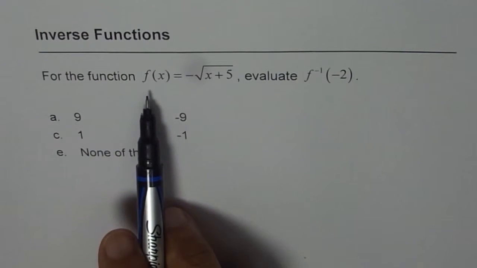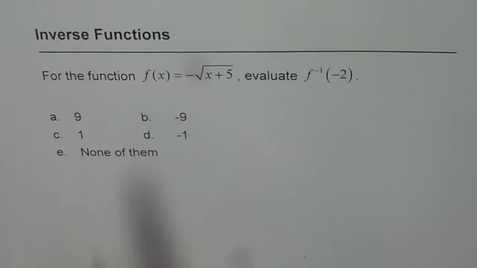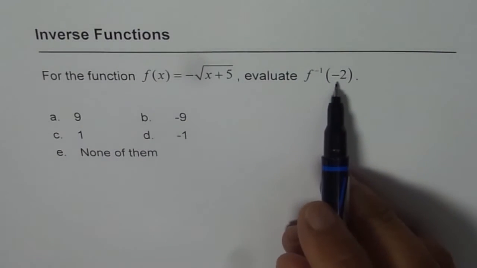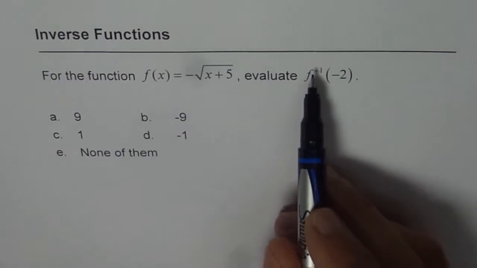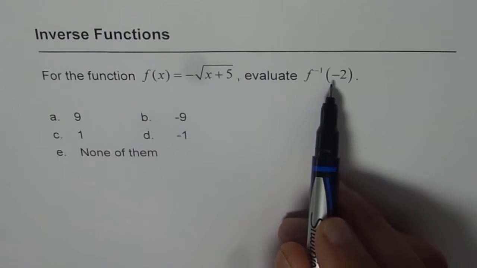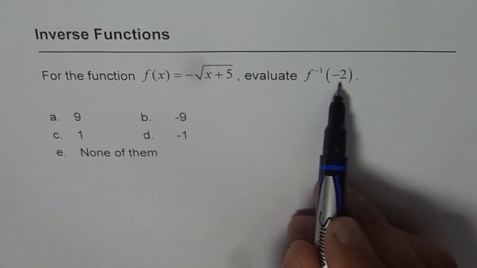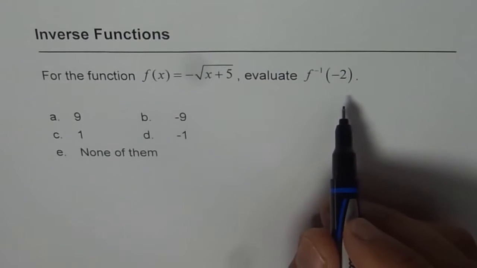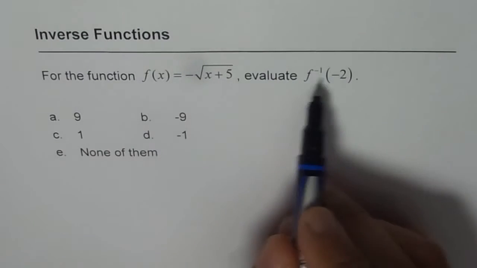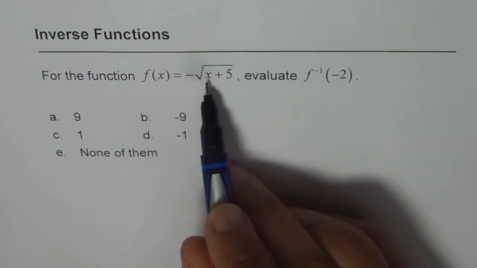For the function f of x equals minus square root of x plus 5, evaluate f inverse of minus 2. We are given 5 choices. Now, since we need to find f inverse of minus 2, we know on the function that is the y value, or that is minus 2 is f of x, correct? So what we can do is replace f of x by minus 2 and find x.